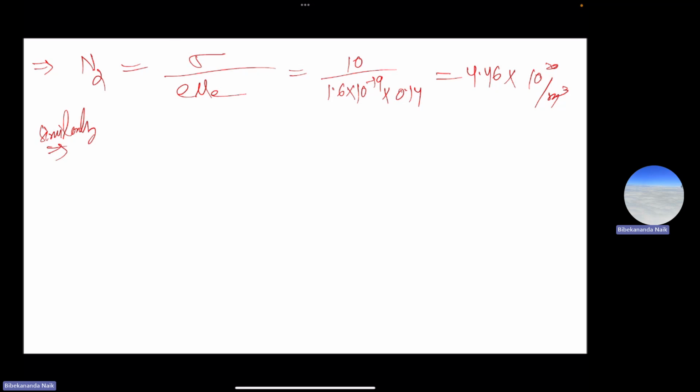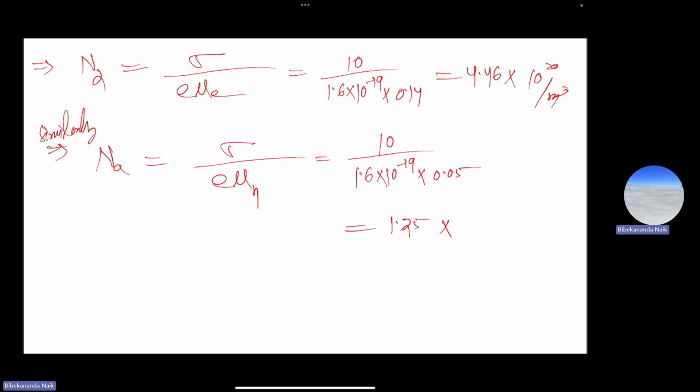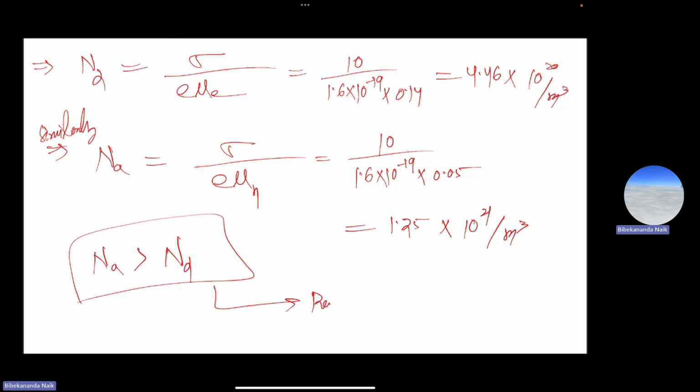Now similarly, the density of the acceptors, Na, will be sigma by e mu h, which will be 10 by 1.6 into 10 to the power minus 19 into 0.05, which is 1.25 into 10 to the power 21 per meter cube. So now you see the density of acceptor is greater than the density of donor. So the resulting material should be p type.